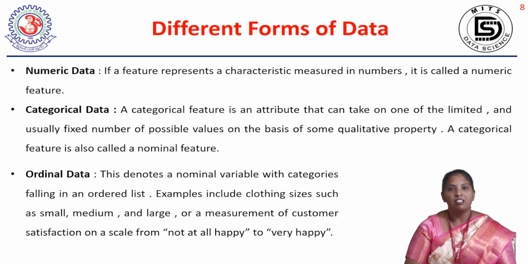Last one is ordinal data. The data that is present in the form of an ordered list. For example, if we go to any shopping mall or clothing shop, we will see the dresses arranged in small size, medium size, large size, double XL, like that. We see the data arranged in an ordered form. That is nothing but ordinal data.